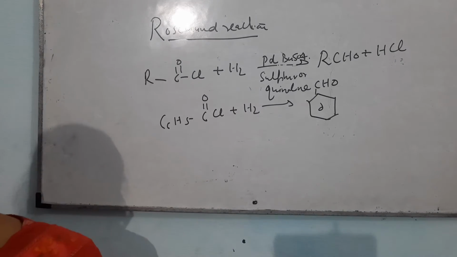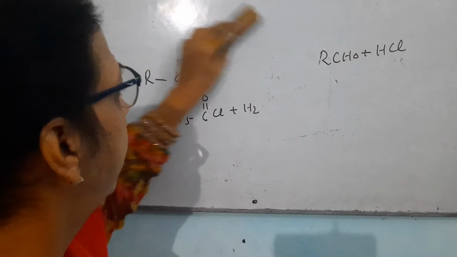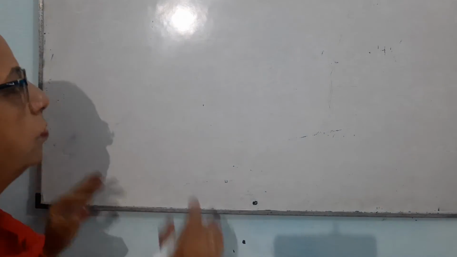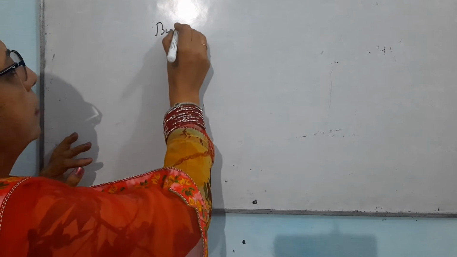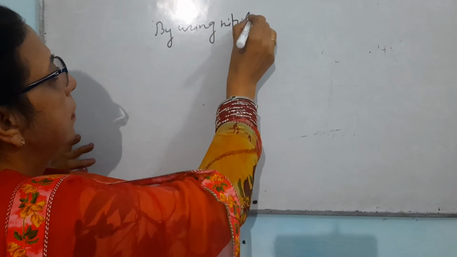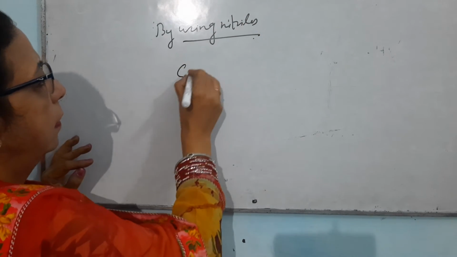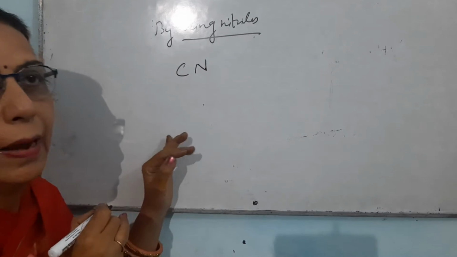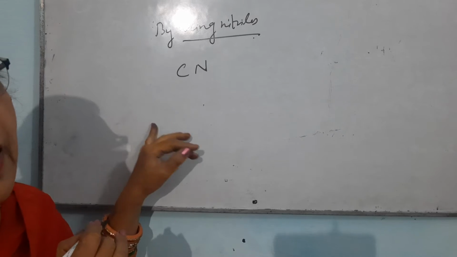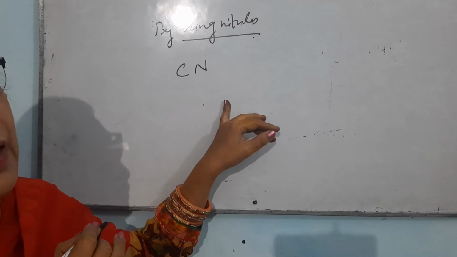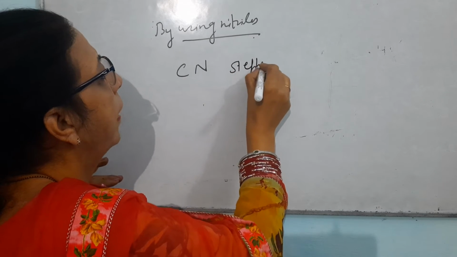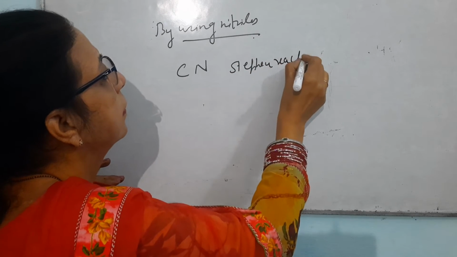Next I come to the preparation of aldehydes by using nitriles. You know that in organic chemistry, the cyanides are known by the name of nitriles. Again, it is a name reaction. This is known by the name of Stephen reaction.